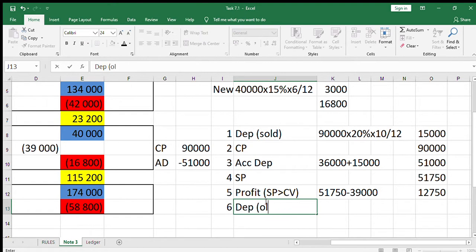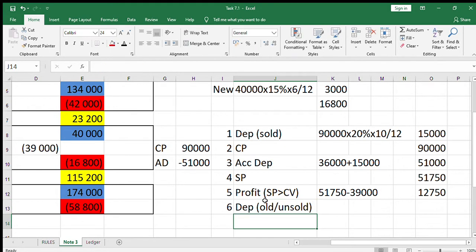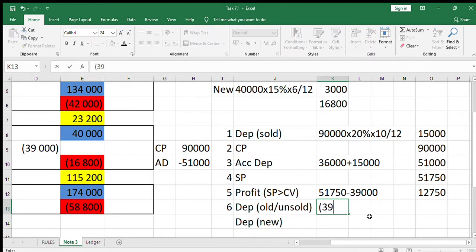So now we're going to calculate on the old unsold assets, and we'll also calculate depreciation on the new assets. Now for vehicles, we don't have any new vehicles, so we're not going to worry about depreciation for the new. We will only calculate for the old and unsold vehicles. So if you look at your balances, the vehicles amount is 390,000, but included in the 390,000 is a 90,000 cost price of the vehicle that we sold. So we're going to subtract that before multiplying our answer by 20%.